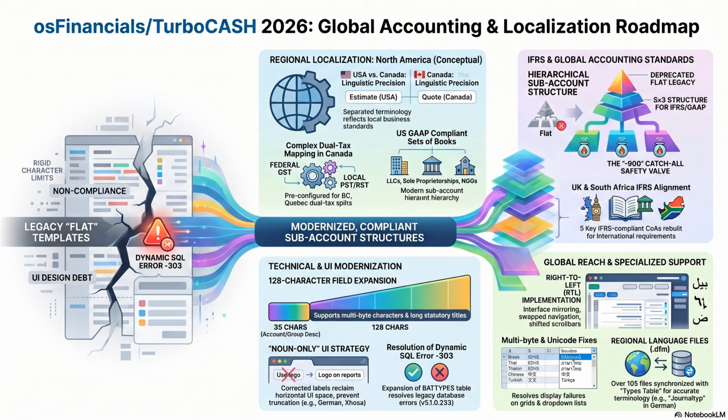Right. The roadmap details the support for the OHADA system. That is the Organization for the Harmonization of Business Law in Africa. It is an extensive legal framework adopted by 17 African member states, nations like Benin, Senegal, and Mali. Additionally, the software has to support Caribbean variants like the PCN standards used in Haiti. These regions are unified by the French language, but they are legally bound by highly specific regional charts of accounts.